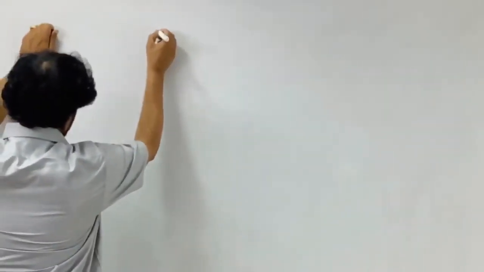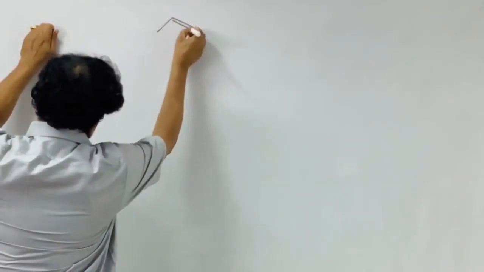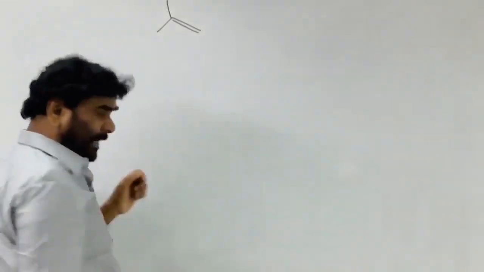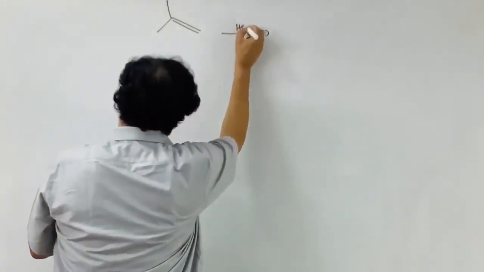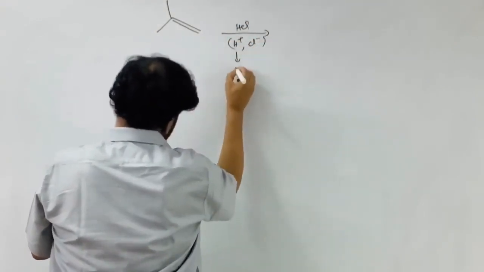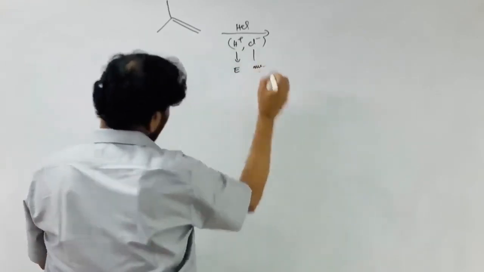Alkenes and alkynes, say propene or ethene, any alkene: the characteristic reactions of the alkene say they take part in electrophilic addition reactions. Why electrophilic addition reactions? When it is treated with HCl, it provides the H plus ion and Cl minus ion for the reaction. This is the electrophile, this is the nucleophile.